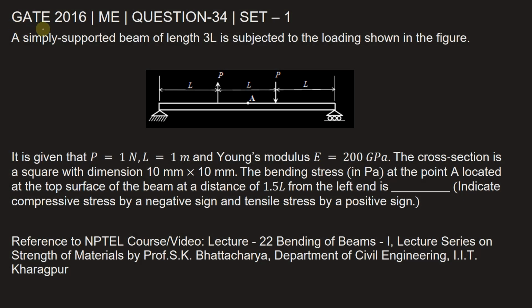This question is from GATE 2016, Mechanical Engineering paper, Set 1, question number 34. A simply supported beam of length 3L is subjected to the loading as shown in the figure. It is given that load P is 1 Newton, length L is 1 meter, Young's modulus E is 200 gigapascal. The cross section is a square with dimension 10 mm by 10 mm.